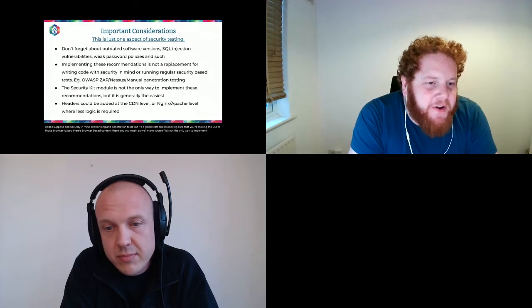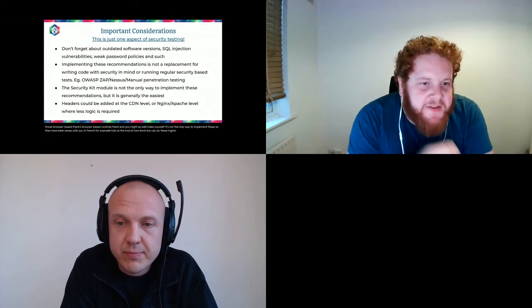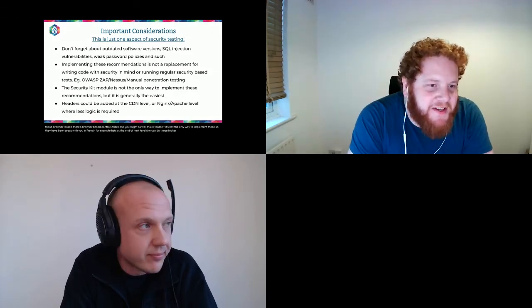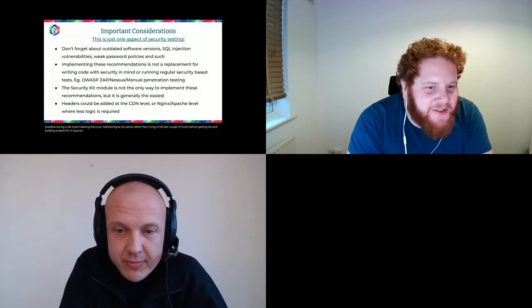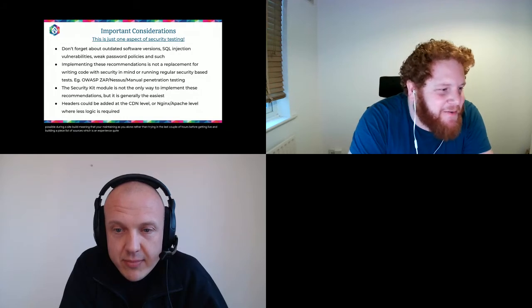I'll also highlight that it's not the only way to implement these. There have been areas where we've implemented, for example, HSTS at the Nginx level. So you can do these higher up in the stack, but this is very much the easiest, especially if you're new to Drupal and wanting to get this out of the box. And also, as Dave mentioned, it's really handy getting this in as early as possible during a site build, meaning that you're maintaining as you're going along rather than trying in the last couple of hours before going live and building up these lists of sources, which, from experience, is quite difficult.